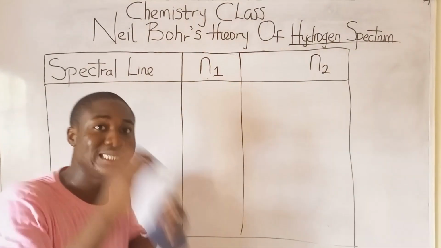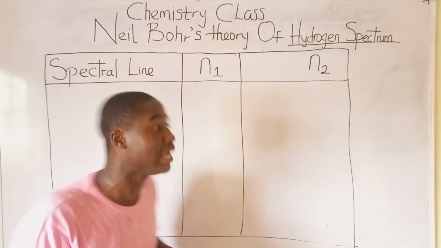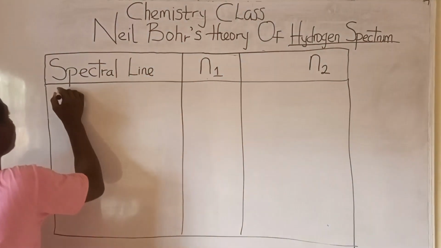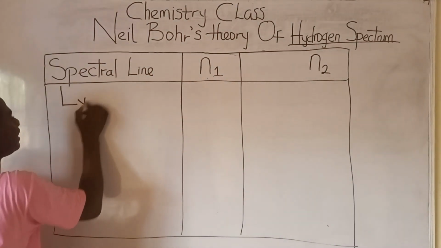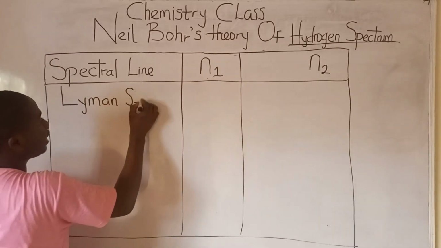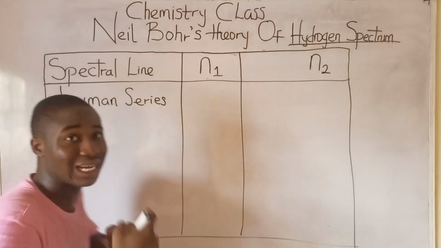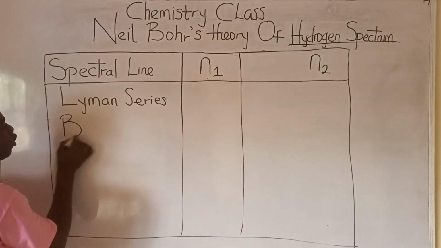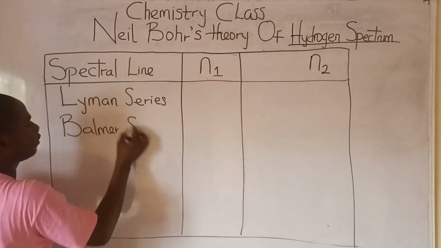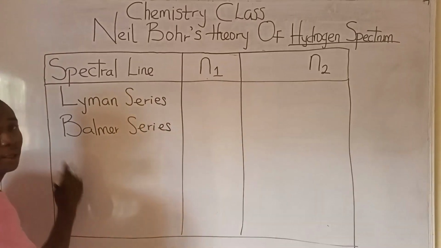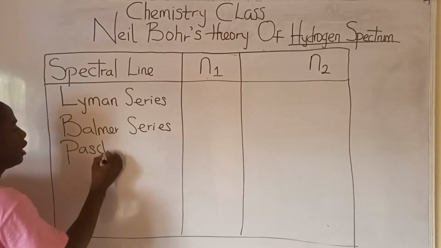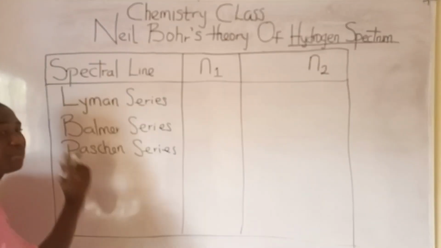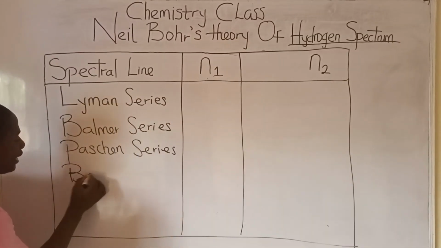Remember, I said that these lines are arranged serially and they are called the spectral lines. Now, let's list out these lines. The first line you must take note of here is called the Lyman series. It's called the Lyman series because they are series of lines. The other is called the Balmer series. The other is called the Paschen series. The other is called the Brackett series.